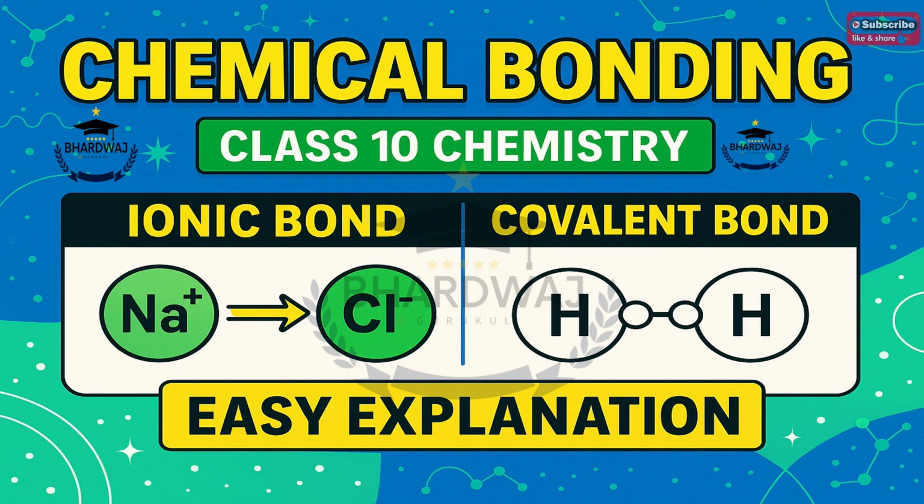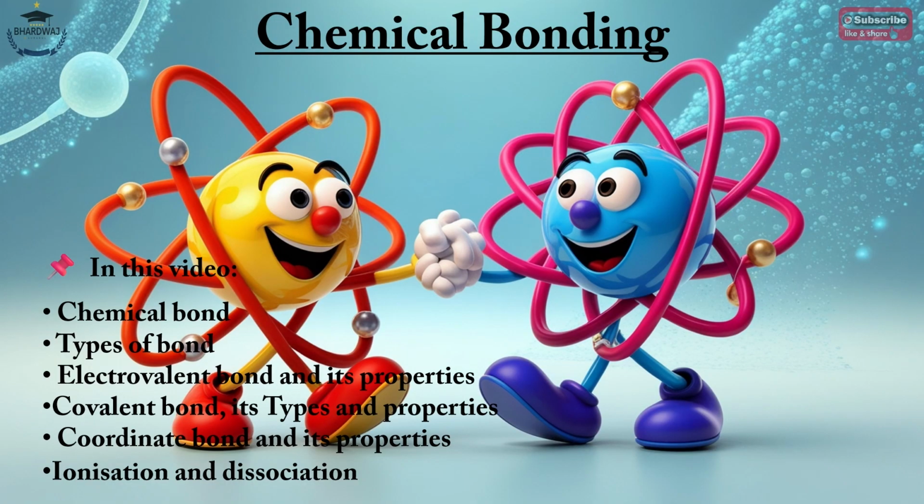In this video, we will learn what is a chemical bond, types of bond, electrovalent bond and its properties, covalent bond, its types and properties, coordinate bond and its properties, and ionization and dissociation.